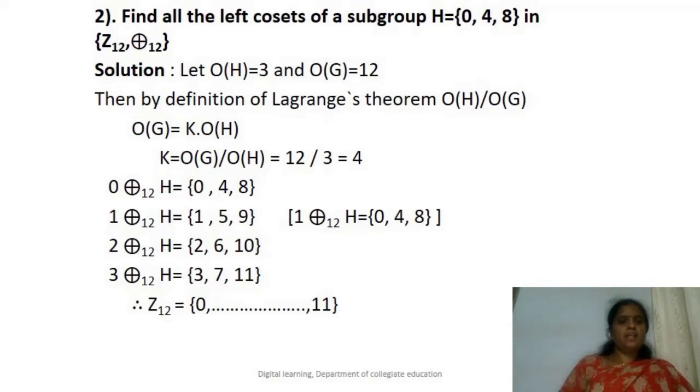Then 3 plus H. 3 plus 0 is 3. 3 plus 4 becomes 7. Then 3 plus 8 becomes 11. So all these values again are under the 12 only. If you are observing all these values, they are below 12, up to 11 only. So therefore, from 0 to 11 we got the values. So therefore Z12 is from 0 to 11.